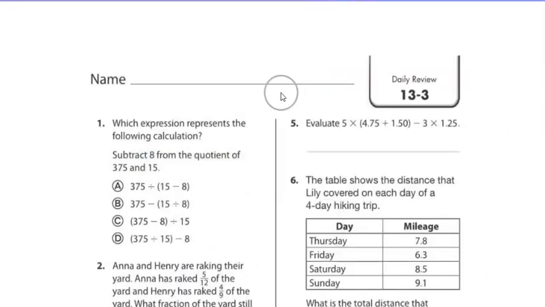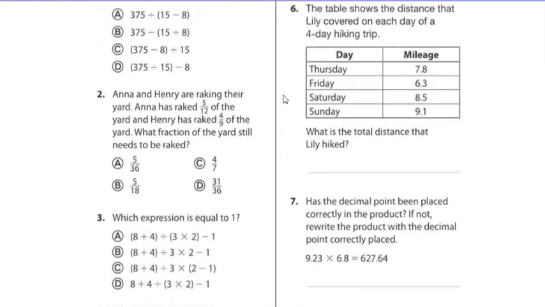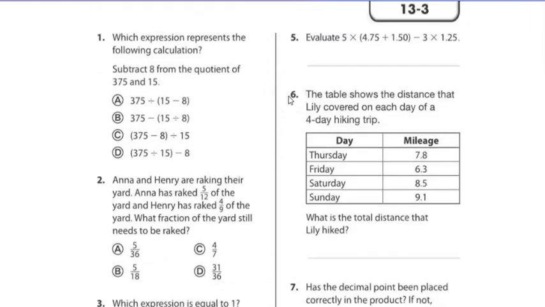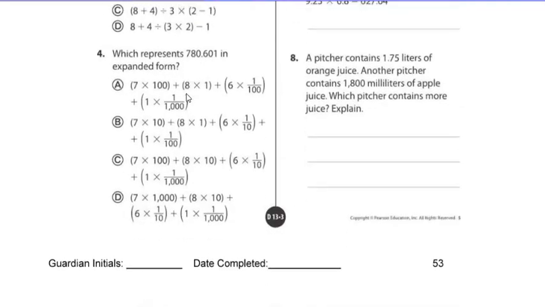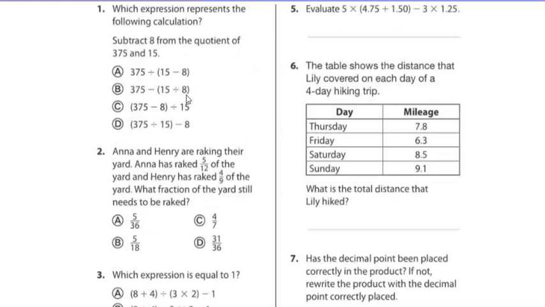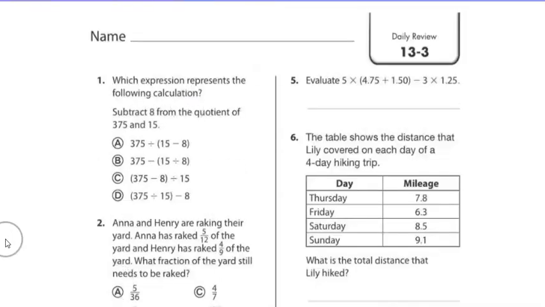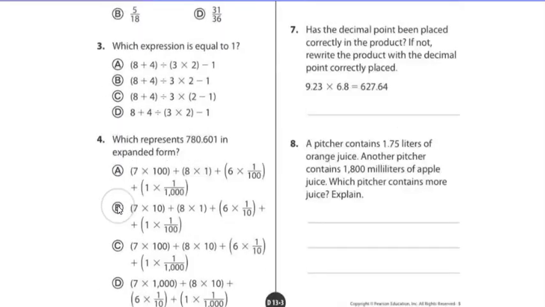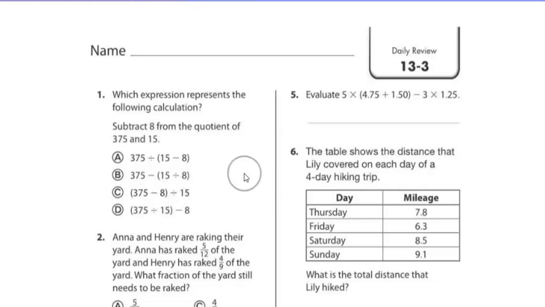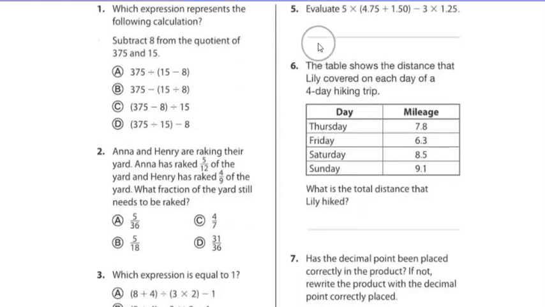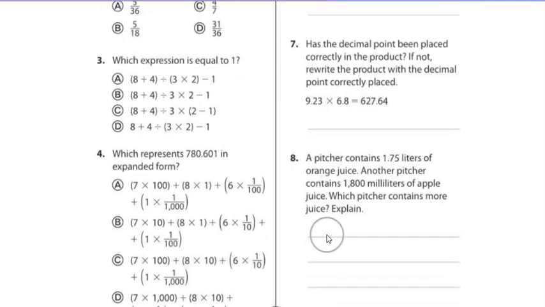On page 53, again, this is just that review piece. You have 8 questions today. You want to go through, make sure that you are reading each question carefully and solving it entirely. The questions that are listed A, B, C, or D only have one correct answer. So if it's multiple choice, it only has one correct answer. And make sure that you're filling in the correct answer for the open response questions as well.